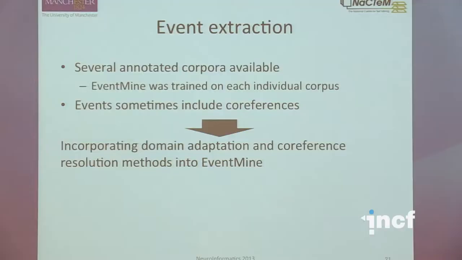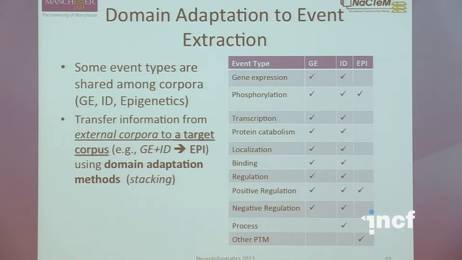much as possible. To give you an example of domain adaptation, say we have a corpus on infectious diseases, and another corpus on neuroscience, and we want to train our model in epigenetics. What we are doing is transferring information from external corpora to the new domain, epigenetics, using domain adaptation methods. I'm not going to discuss stacking here, but these are the methods the community is working on currently.